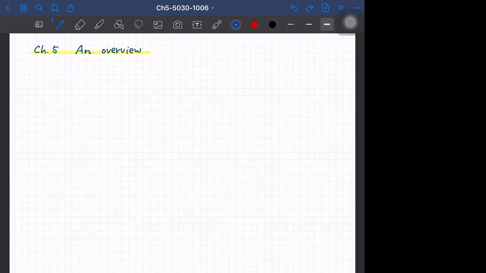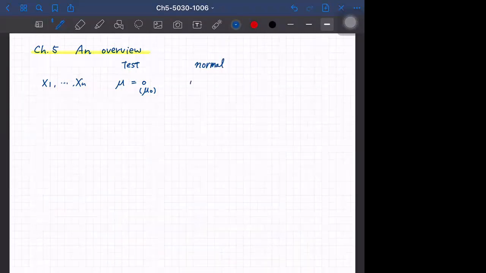Last time we had the sample x1 to xn, and we have mean parameter mu. So the test is whether mu is equal to 0 or mu is not equal to 0, or sometimes mu is larger than 0. In general, this 0 can be a different number. So mu is equal to mu naught is the null hypothesis. And we studied one sample t-test, but that is based on the assumption that x1 to xn are normal. So under the normal assumption, we studied one sample t-test.